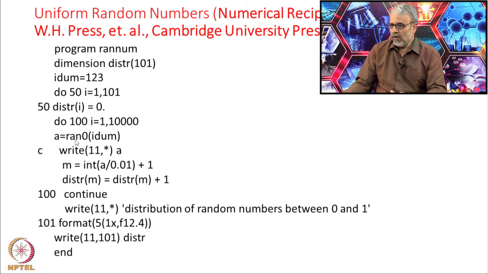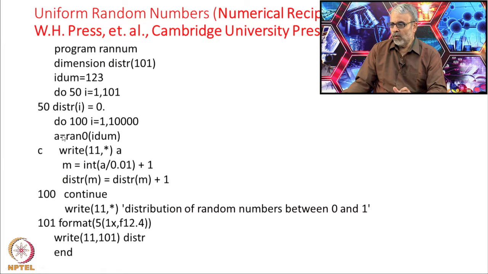A is equal to RAN0(IDUM). This is a function RAN0 with IDUM in brackets. I already defined IDUM once. It calls this random number function and the value of the random number is given as A. If we want we can write all those random numbers in some file, but it will be a very long file because there are 10,000 numbers, so we do not want to do that; it is a comment card. Once I have this random number, A will lie between 0 and 1.